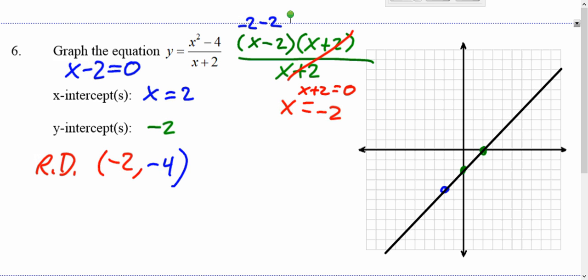There's our line with our removable discontinuity drawn in there. That's the entire graph, and you're done.